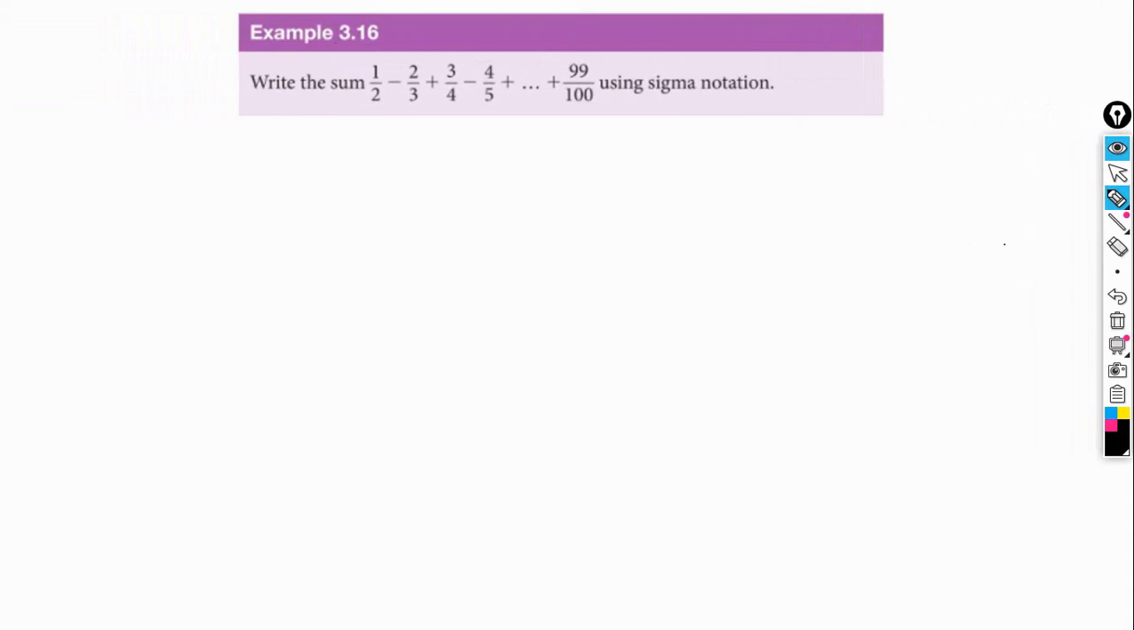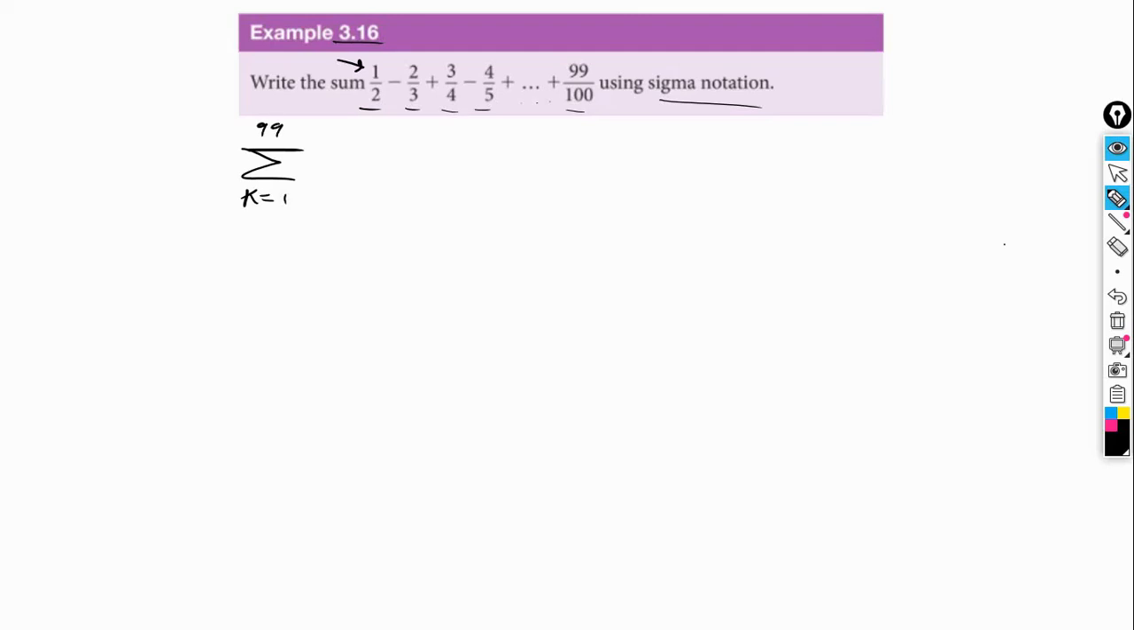So next we have example 3.16, and it says write the sum 1/2 minus 2/3 plus 3/4 minus 4/5, all the way to 99 over 100, using sigma notation. So we have to use sigma notation, and let's assume that we start at k equals 1 because we see that there's a 1 here. And notice that we can see that the series increases 1 by 1 on the top, right, up until 99. So this means that k goes from 1 to 99.